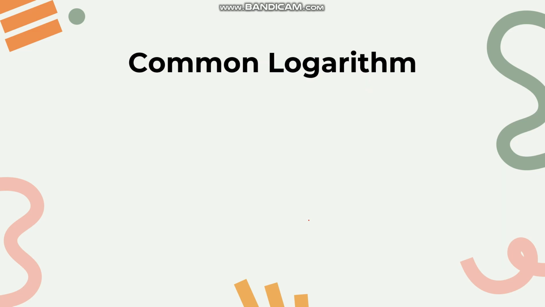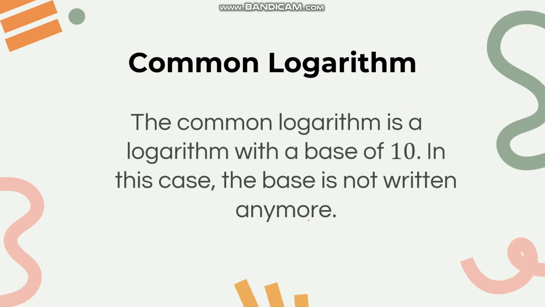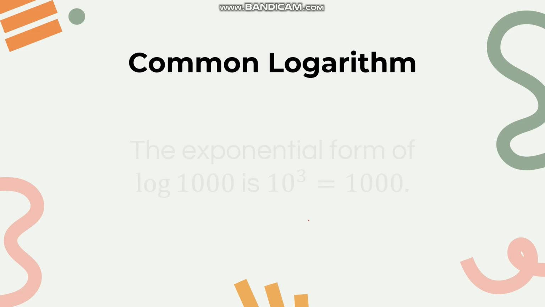We also have what we call the common logarithm. The common logarithm is a logarithm with a base of 10. In this case, the base is not written anymore. This is a special case for logarithms, wherein if the base is 10, we don't write it anymore. So if you see that there is no number in the subscript of the logarithm, then that means the base is automatically equal to 10.